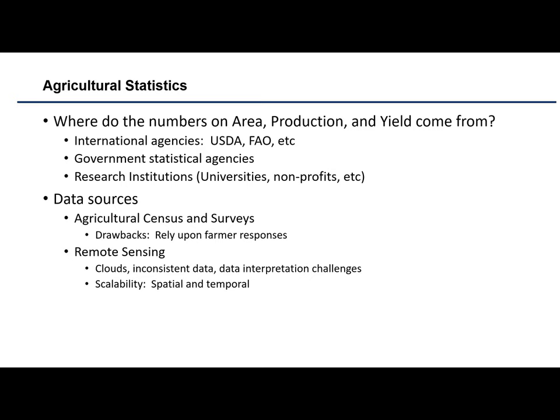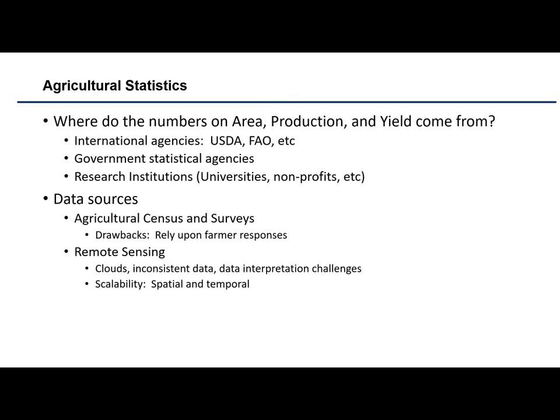So those data sources, predominantly from your international agencies and your government statistical agencies, come from agricultural censuses and surveys. And when a government pursues a census, what they're doing is sending a survey out to a farmer to have that farmer detail what crops they've grown and what they believe their yield is going to be, and how many acres they have planted, and all these kinds of data. So they're considered very reliable, strong data sets. But sometimes farmers are making the best estimates they can and could be off, especially when they're predicting their yield in the future.